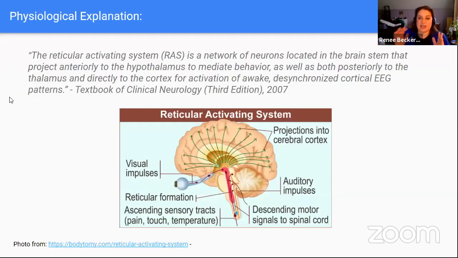But then my scientific and technical nerdy self was like, well, why is this? How does this work? So I started reading about the reticular activating system, and I started discovering all of these fantastic scientific concepts and the psychological explanation behind these different things. I found this wonderful photo that is not my photo, and I've cited it at the bottom here, basically explaining these different pieces. And then I was like, okay, I don't really want to sit here and quote the textbook of clinical neurology that says the RAS is a network of neurons located in the brainstem, and so on, because you all can read this. I'm also talking a little quickly, so I'll try to slow down.